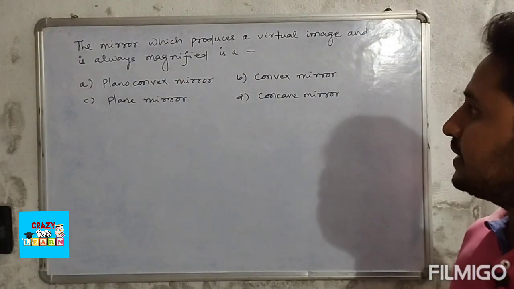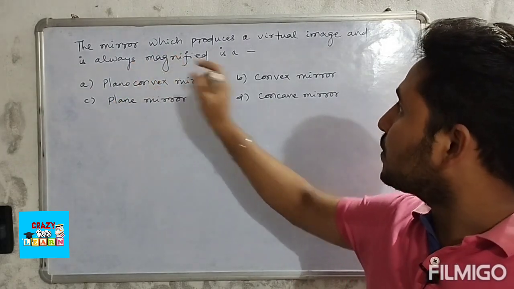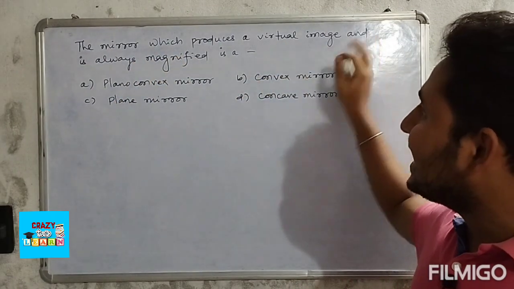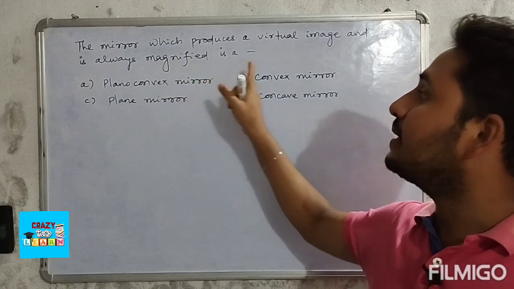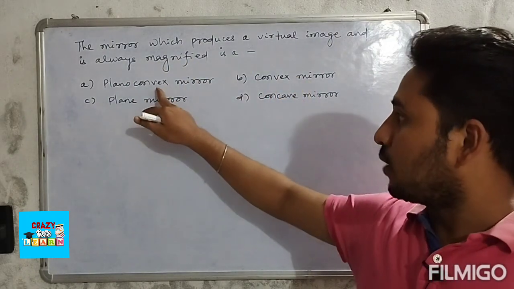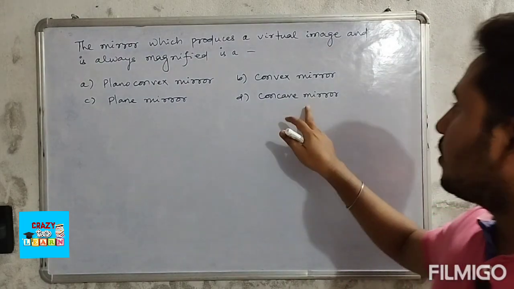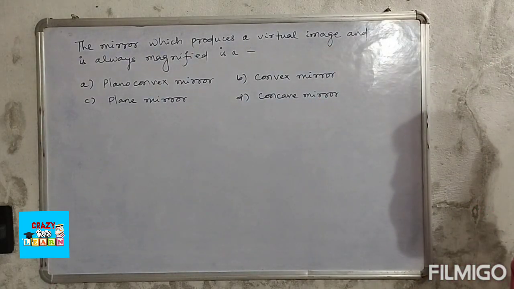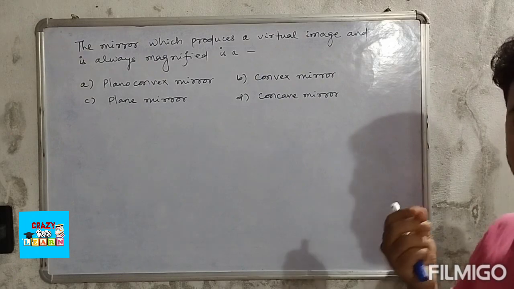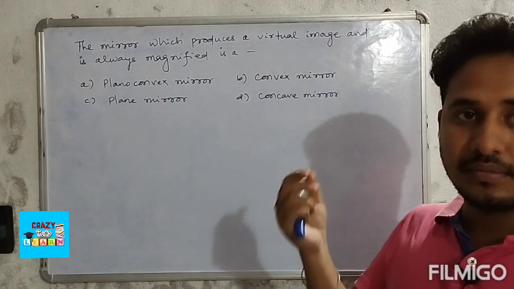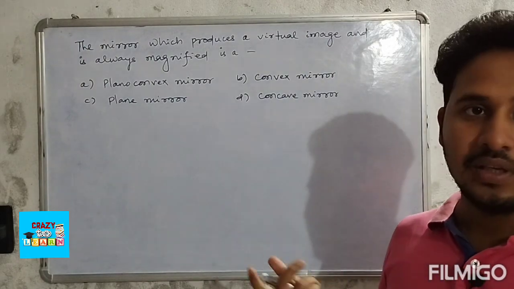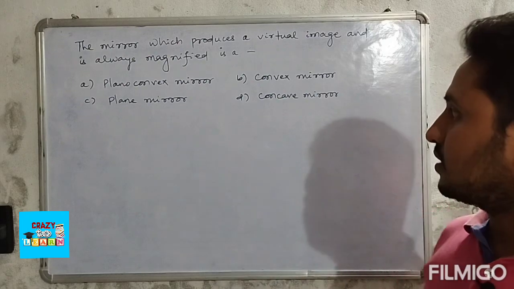Our first question is: the mirror which produces a virtual image and is always magnified is a plano-convex mirror, convex mirror, plane mirror, or concave mirror. It is a direct question, but you should think about it mindfully, otherwise you will get a wrong answer.